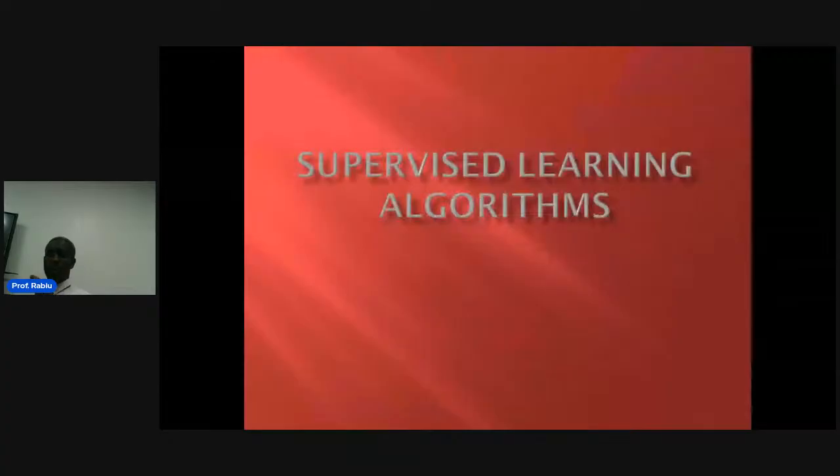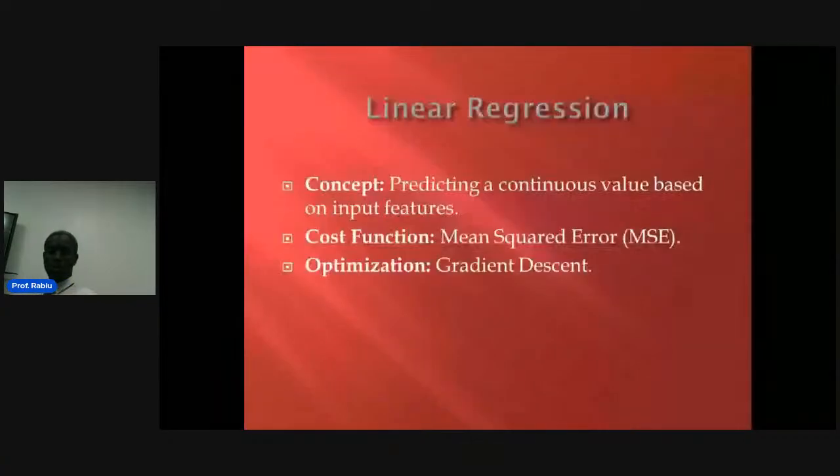Now we go into the supervised learning algorithm. Remember, we talked about it, right? Supervised, unsupervised, and reinforcement. The supervised key concept here, we can use a linear regression where we can predict the continuous value based on the input features. Okay, so the cost function could be a mean squared error. Okay, optimization would be the gradient descent.